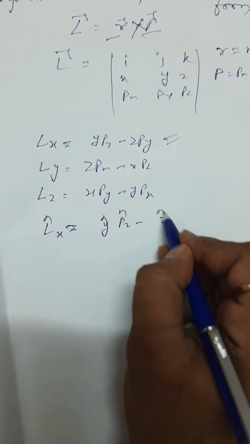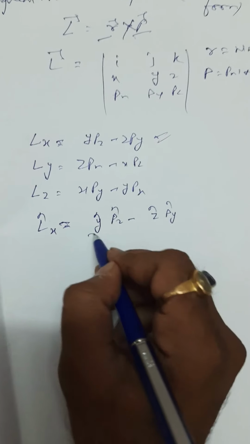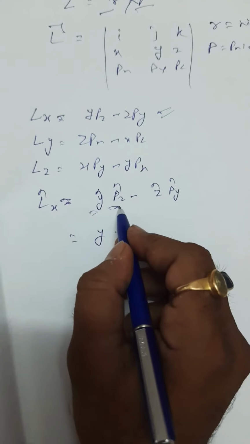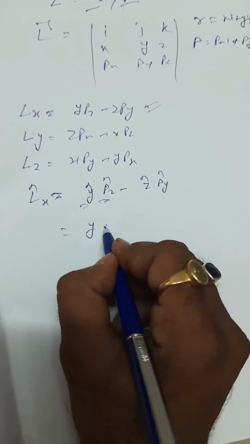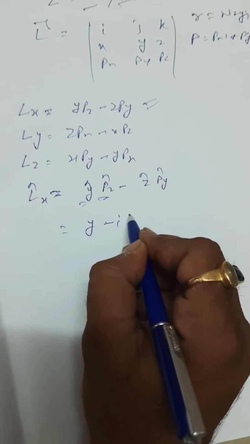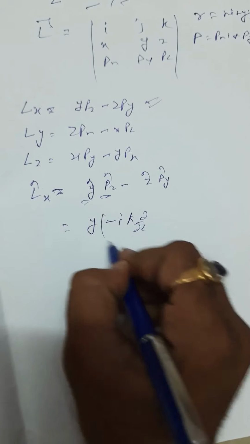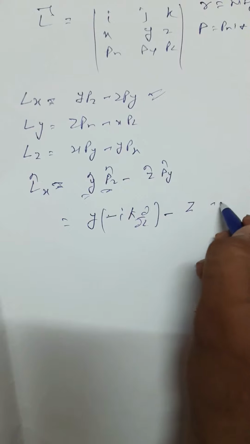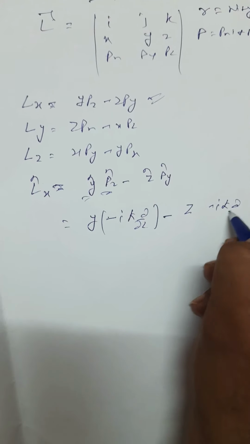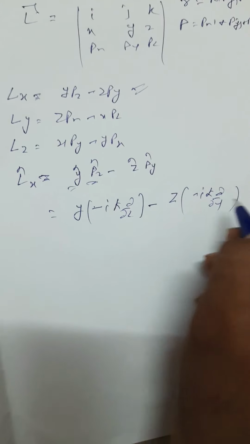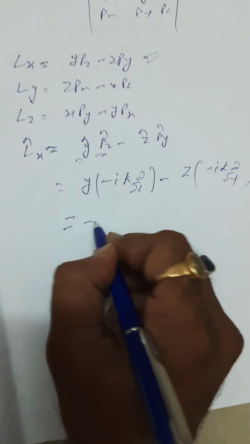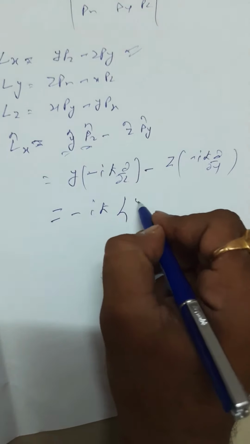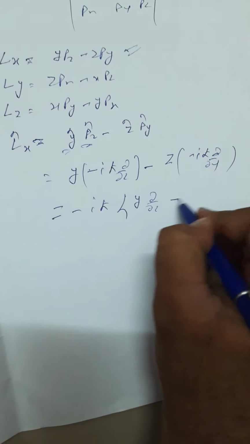Minus z operator py. So the operator of the position is again the position vector itself, into p z cap. In the place of this we'll write minus i h cross del by del z, minus z cap is z, and py is minus i h cross del by del y. So we'll get minus i h cross, and here we'll have y del by del z minus z del by del y.